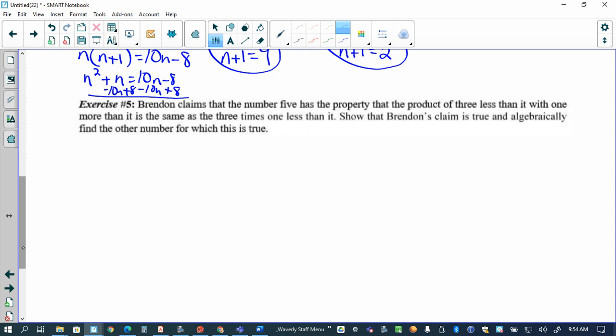So let's let n equal the number that he says is 5, and I'll just put in parentheses, could it be 5? All right, watch it not be 5. Okay, so what's the property?